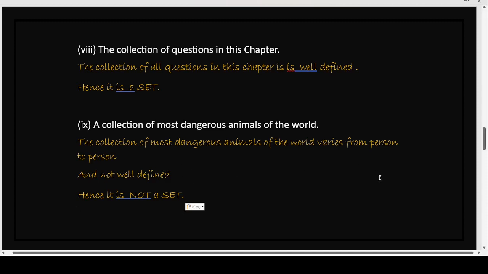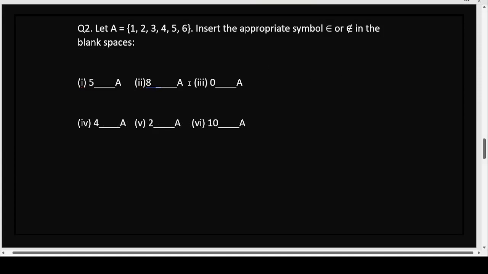We'll move to the next question. In this question, a set is given. Let A be {1, 2, 3, 4, 5, 6}. These are the elements in this set. Insert the appropriate symbol, epsilon or does not belong to, in the blank spaces. Epsilon means that the element belongs to the set. This other symbol says that the element does not belong to the set. So we have to insert the proper symbol in these blanks.